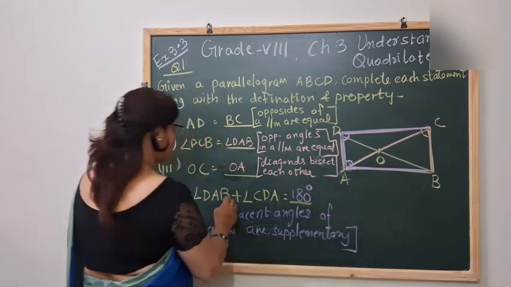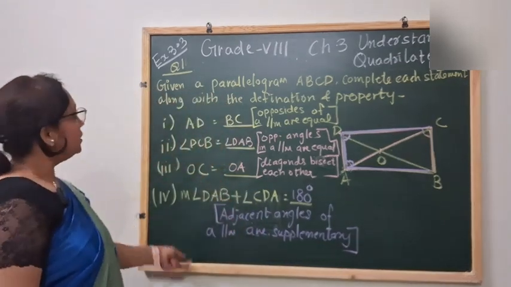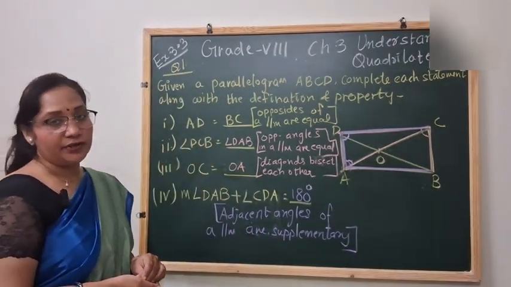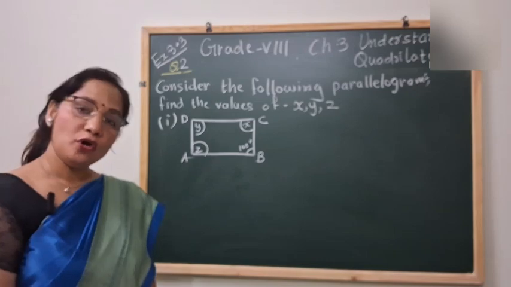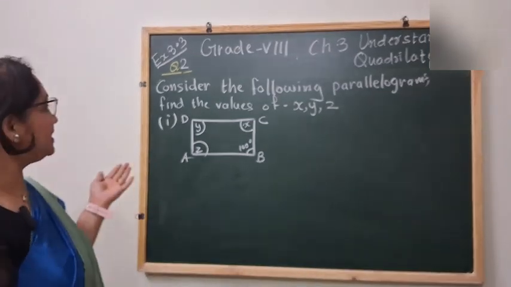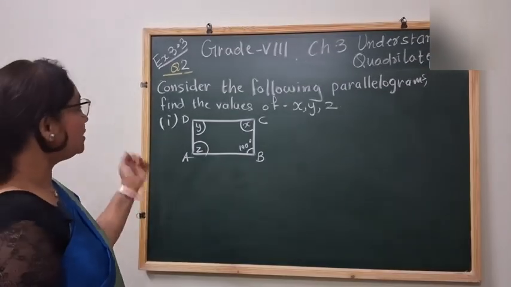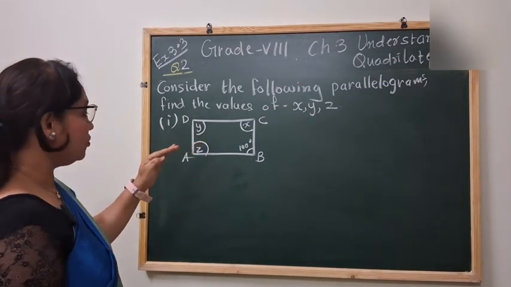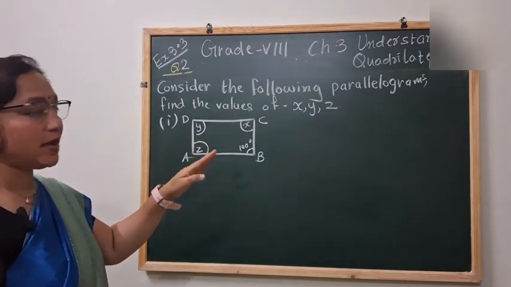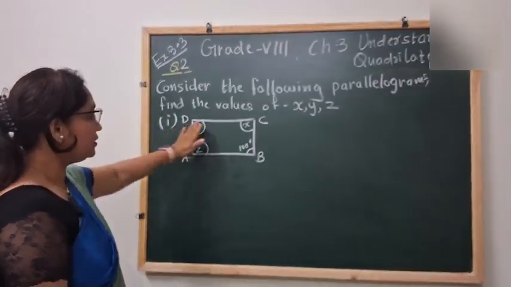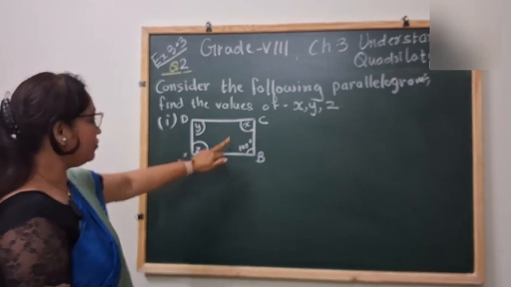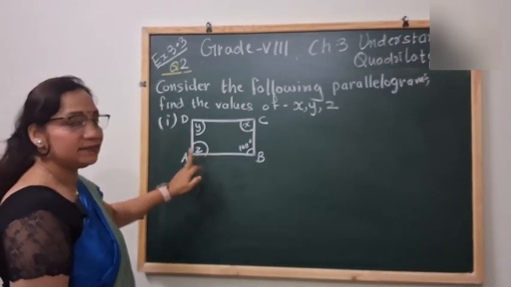Okay students, so this was question number 1 of exercise 3.3. Now moving on to question number 2. Okay students, let us start question number 2 of exercise 3.3. Question number 2 says, consider the following parallelograms, find the value of x, y and z. This is the first question in question number 2. Here this is the figure given. We have to find the value of x, y and z.